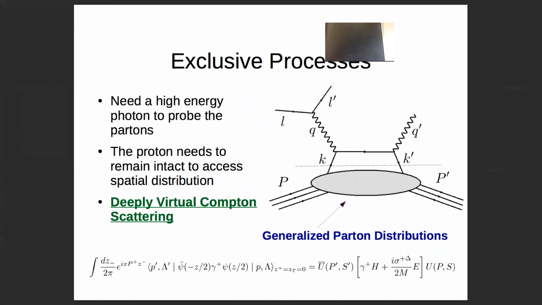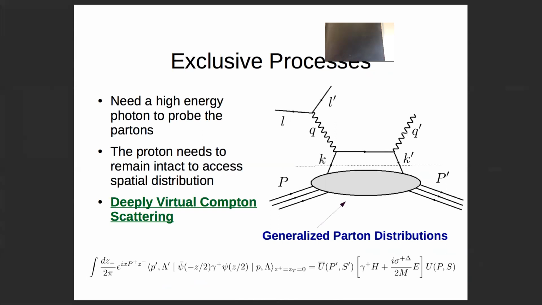GPDs enter an exclusive process. They describe the soft part of an exclusive process. So it's the same photon, which is highly virtual, so that you can still talk about partons and look at the quarks, and then it radiates a real photon. So you have two probes here. One is the Q squared, which is very high and gives you access to the quark. The other is the fact that your proton remains intact at the end of the process. And the momentum transfer here is important. It gives you access to where the partons are located inside the proton.